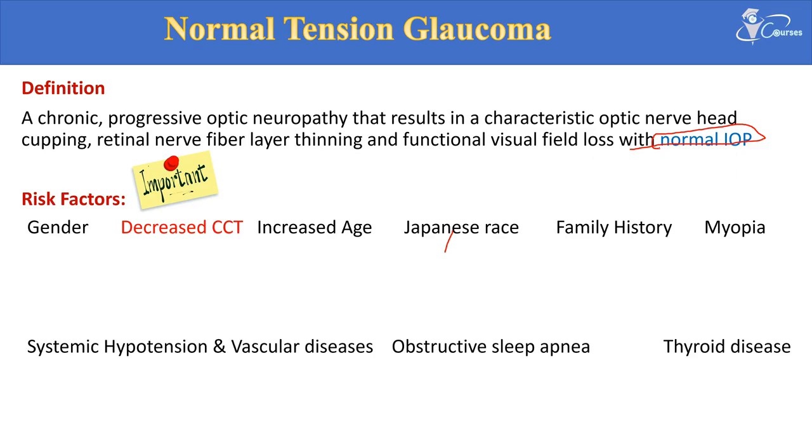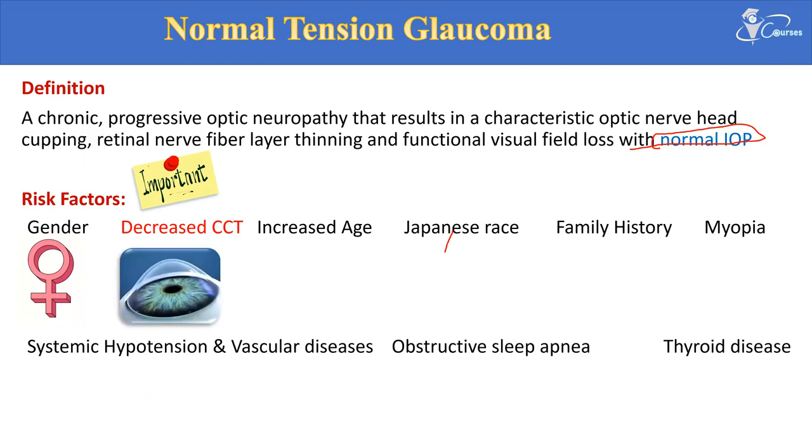According to what is called the normal tension glaucoma study, it found that there are certain risk factors for patients to develop normal tension glaucoma. First of all, it is more in females. The most important risk factor is that it is associated with decreased central corneal thickness.